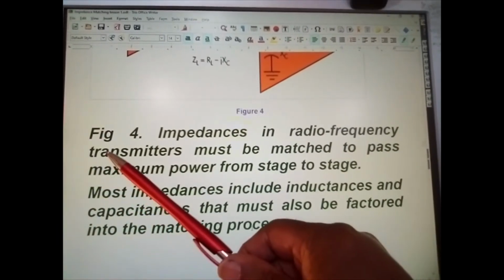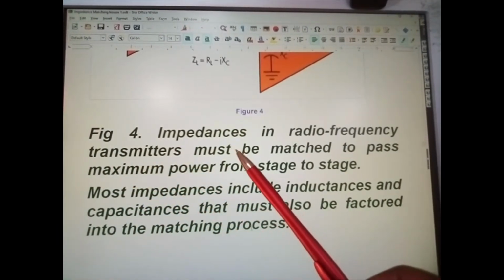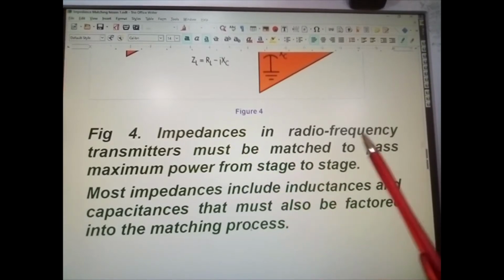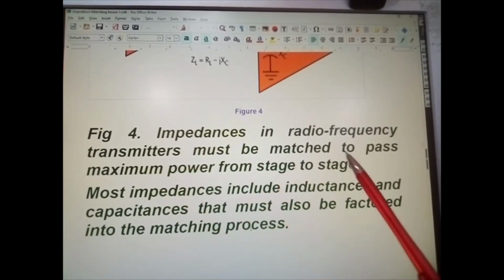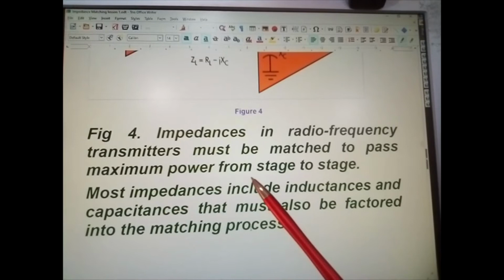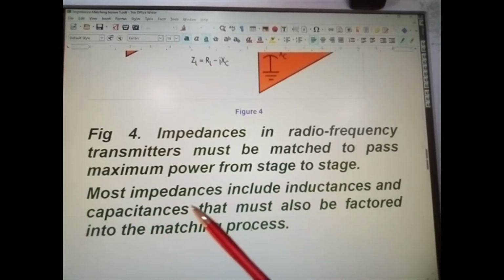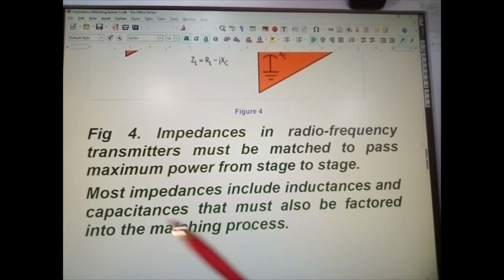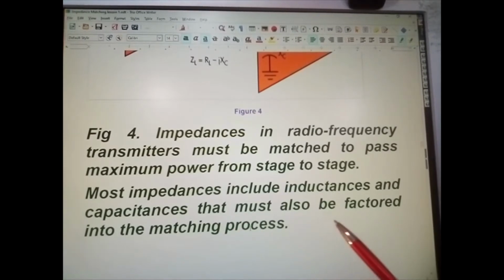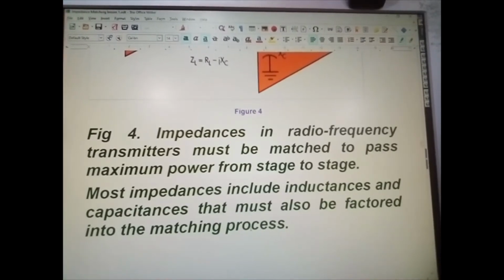Now, figure 4. Impedances in radio frequency transmitters must be matched to pass maximum power from stage to stage. Most impedances include inductances and capacitances that must also be factored into the matching process.